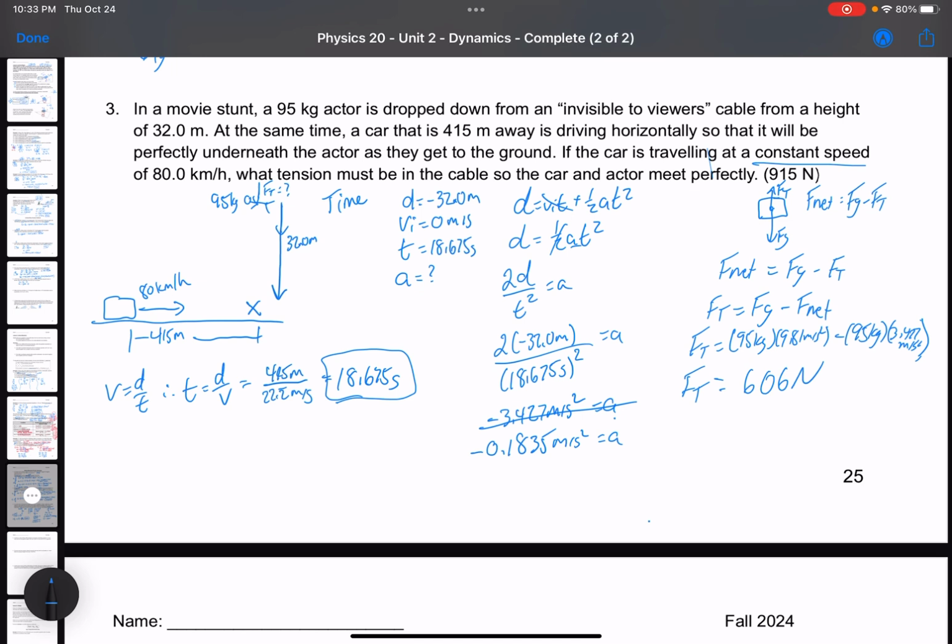But either way, I go back, I fix this number: negative 0.1835 meters per second squared, and I want it actually to be positive. Remember, no negatives. So times 95 gives me 914.5 newtons. So a force of tension equal to 915 newtons.